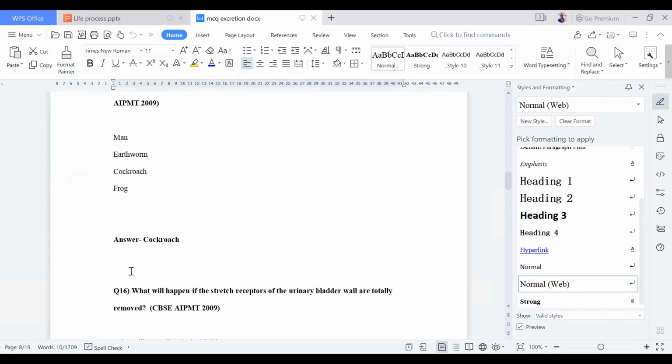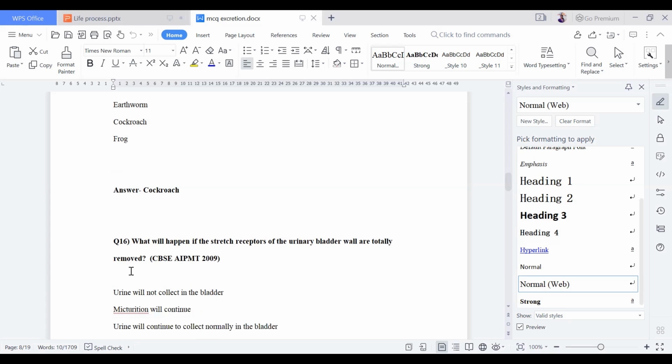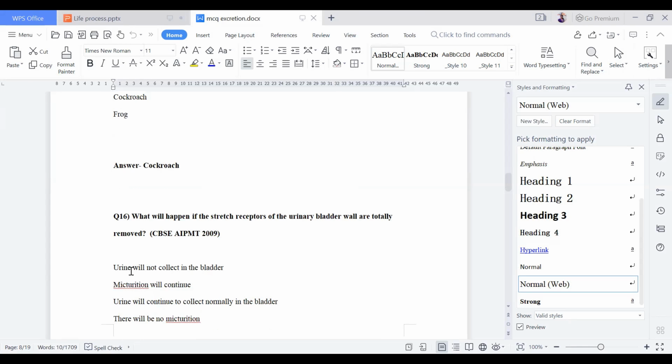Then question number 16. What will happen if the stretch receptors of the urinary bladder wall are totally removed? Urine will not collect in the bladder. Micturition will continue, that is the excretion of urine. Urine will continue to collect normally in the bladder. There will be no micturition. Micturition is the process of releasing of urine.